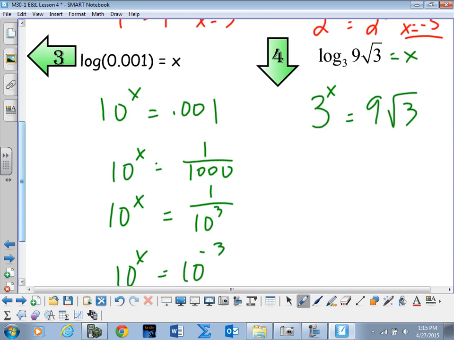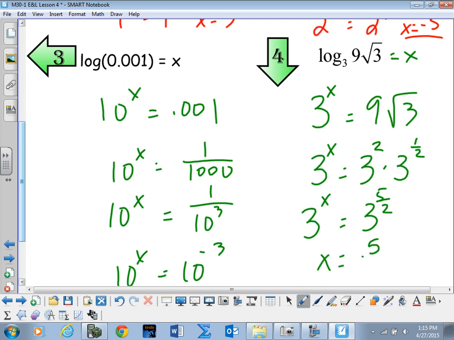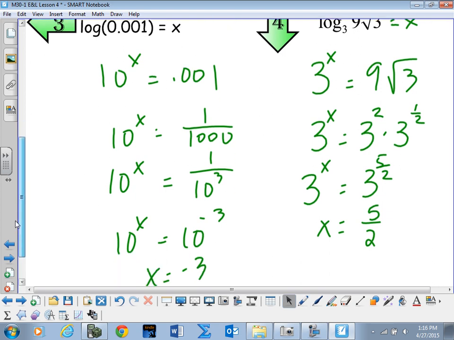So I would work with base 3 here. Nine is 3 squared. Root 3 is 3 to the 1/2. Now I'm multiplying with the same base, so 2 plus 1/2 is 4 over 2 plus 1 over 2 is 5 over 2. And that's how we would solve for those logs. What else do we have here? Let's check the next slide.